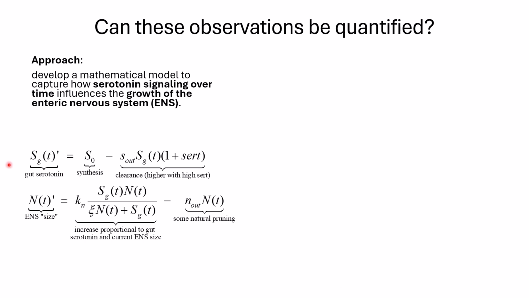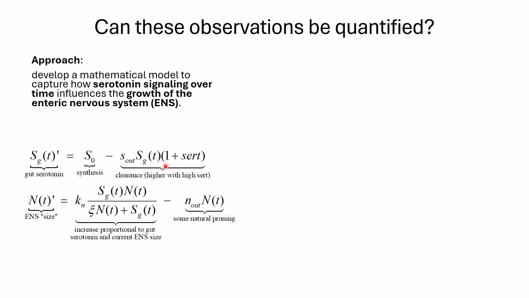So what do we have here? I'm just modeling the gut serotonin, and I have some inflow term, some synthesis, and I have some clearance term. And I have this term here, which I called my SERT term. This will be my parameter of SERT expression. And this term is going to affect the clearance of serotonin from the gut. Okay, so this is what will go into the platelets.